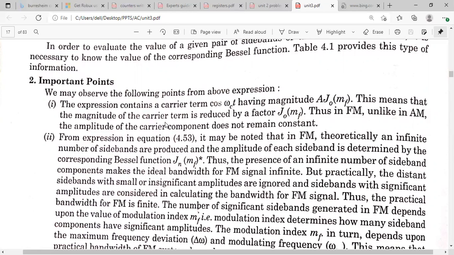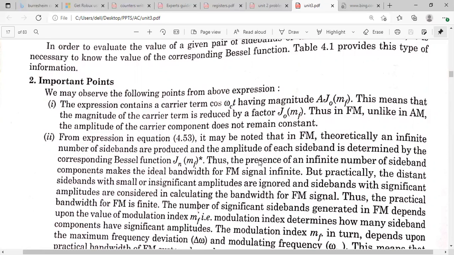And from this you can say here the amplitude doesn't remain constant. The amplitude will be varied with respect to the modulation index. So first point, what we can say here, the amplitude of the wideband FM isn't constant, and the amplitude will be varied with respect to the modulation index.